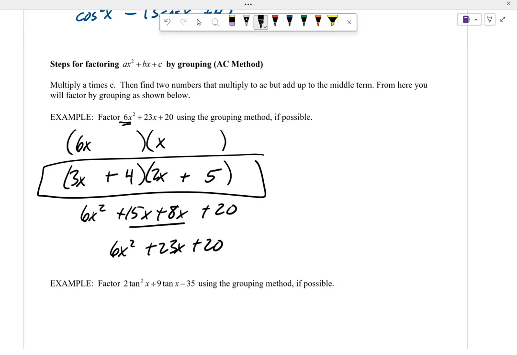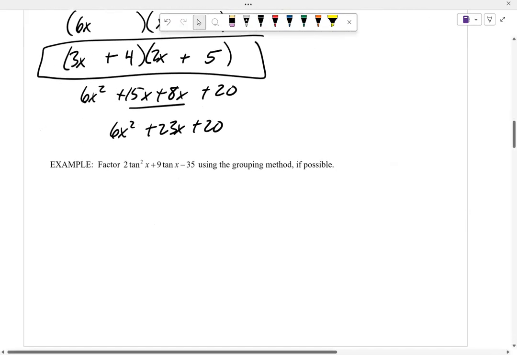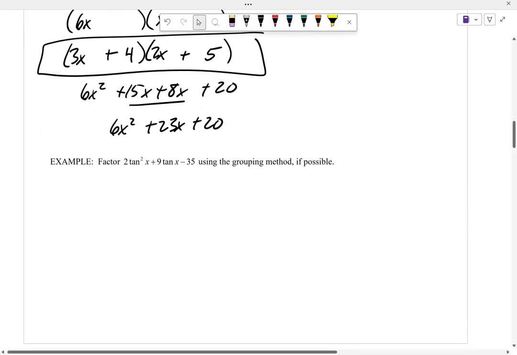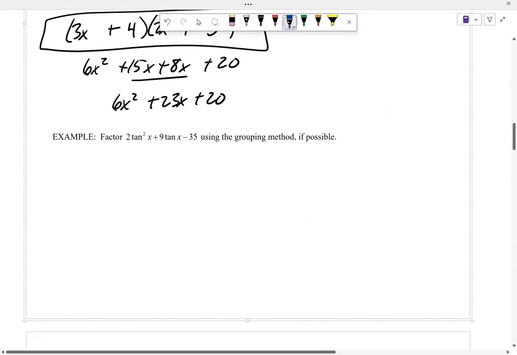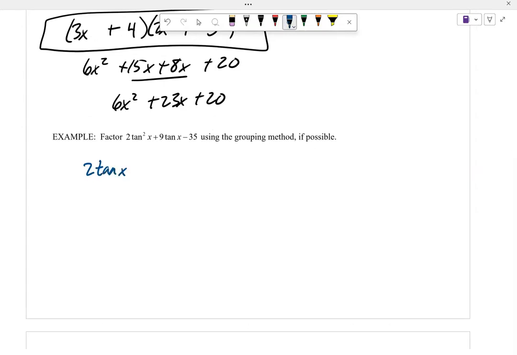Because that first term is not just x squared, it's 6x squared, right? So if after you've exhausted them all with 3x and 2x, you can then try 6x and 1x if that didn't work for you. Well, similarly with 2 tangent squared, so you know with 2 tangent squared, one of them's got to be 2 tangent.